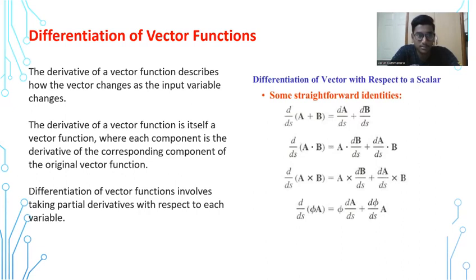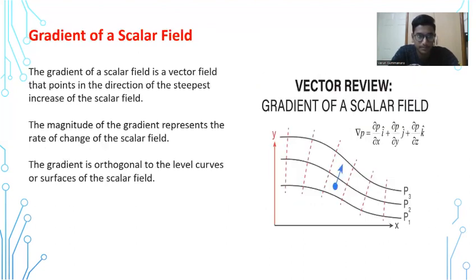Differentiation of vector functions. The derivative of a vector function describes how the vector changes as the input variable changes. The derivative of a vector function is itself a vector function, where each component is the derivative of the corresponding component of the original vector. Differentiation of vector functions involves taking partial derivatives with respect to each of the variables.